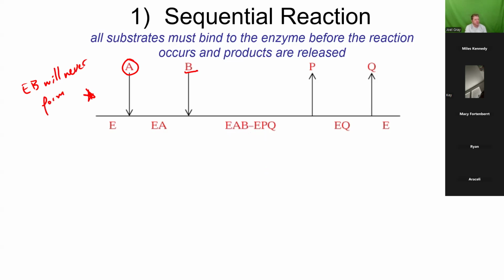And the reason for that is because EB cannot form. What that means almost is that A has to bind to E before B can bind to make EAB. Now, as soon as EAB forms, then EPQ, or the two products, can be generated. Now, this sequence also matters. The first product, P, is released, and then the next product, Q, is released, giving us back our free enzyme. So we start with our free enzyme and we end with our free enzyme, just the same.